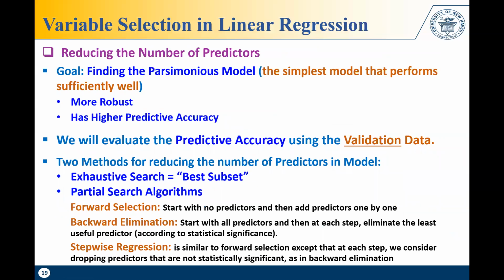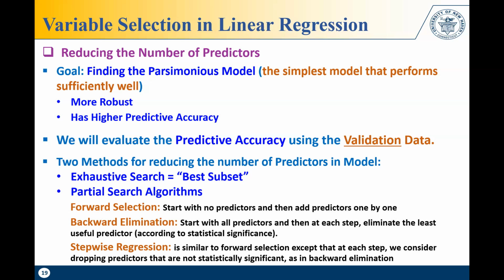Well, we fit the model with the selected predictors. Now the question is, can we reduce the number of predictors? The goal is to find the parsimonious model, which is the simplest model that performs sufficiently well, because the model with fewer predictors is more robust and has higher predictive accuracy. We will evaluate the predictive accuracy using validation data, remember.